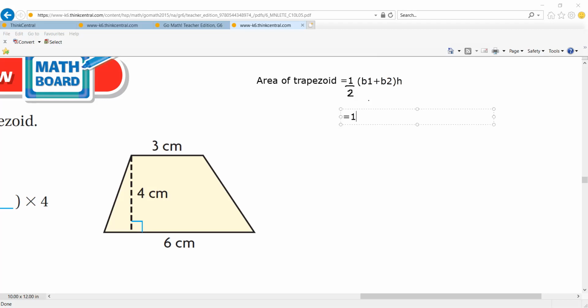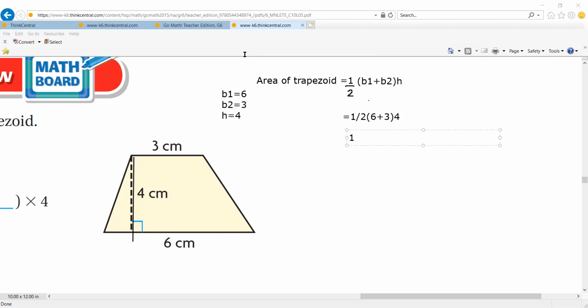Now, let me write down equals half. Can I write half this way, girls? Okay. What is B1 plus B2? 6 plus 3. Do you agree? And what is H? H is 4. See, H is 4. If you want, you can write from before that B1 equals 6, B2 equals 3, and H equals 4.